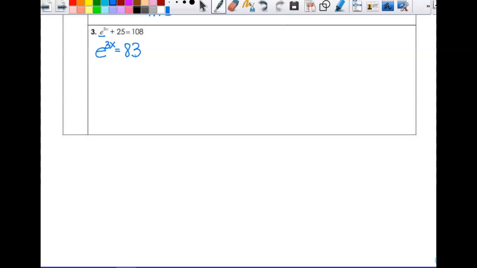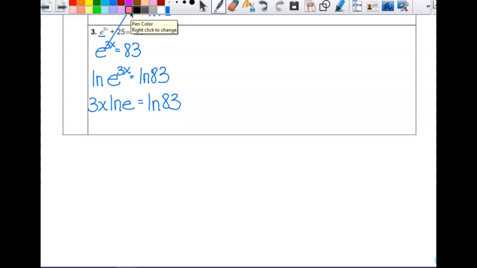All right, so now I'm going to take the natural log of both sides. So natural log of e to the 3x power equals the natural log of 83. So the 3x comes out in front. 3x times natural log of e equals the natural log of 83. What is the natural log of e?